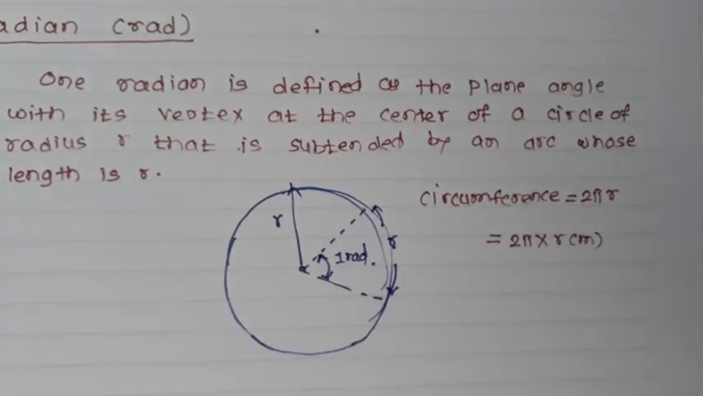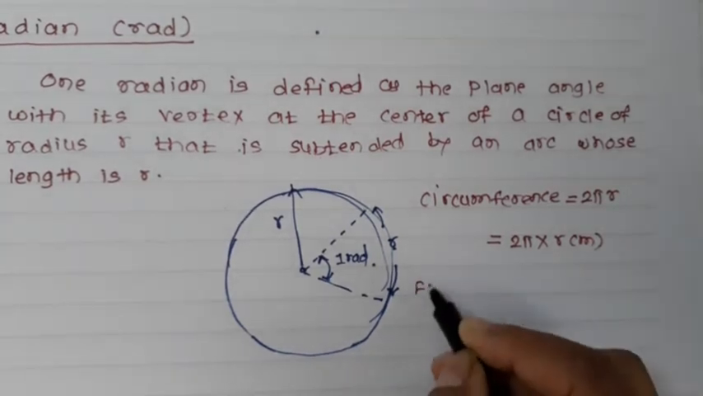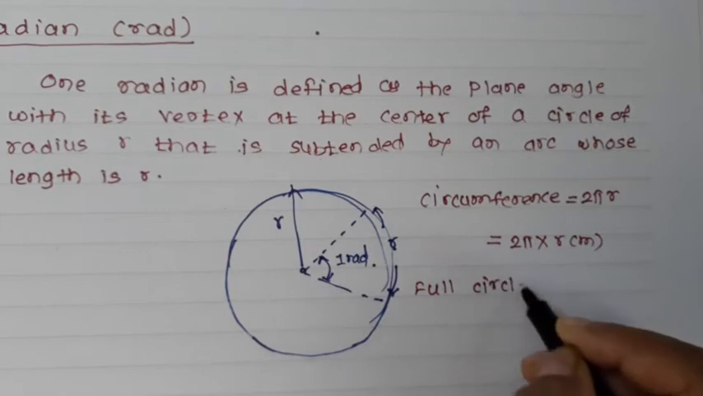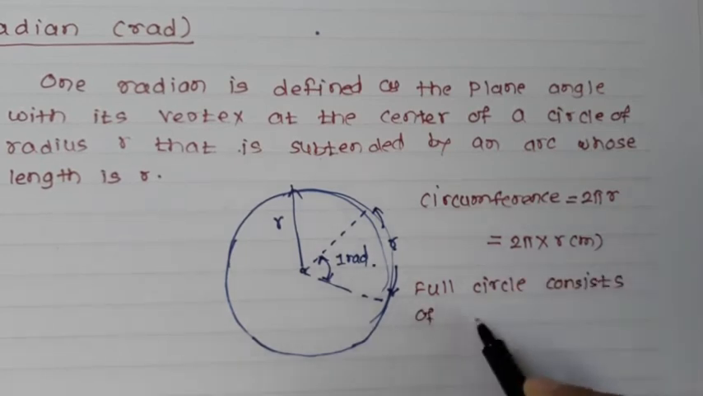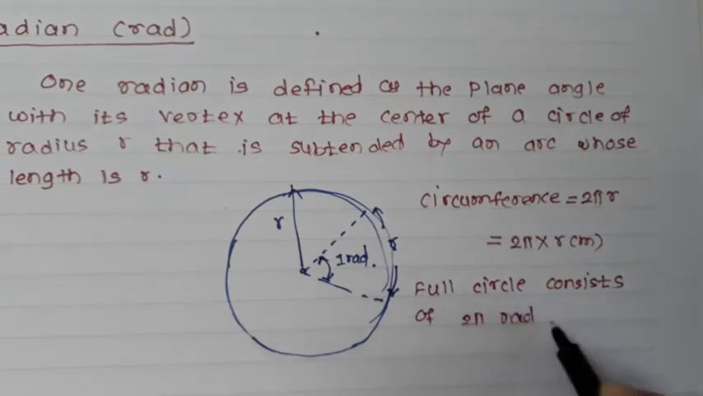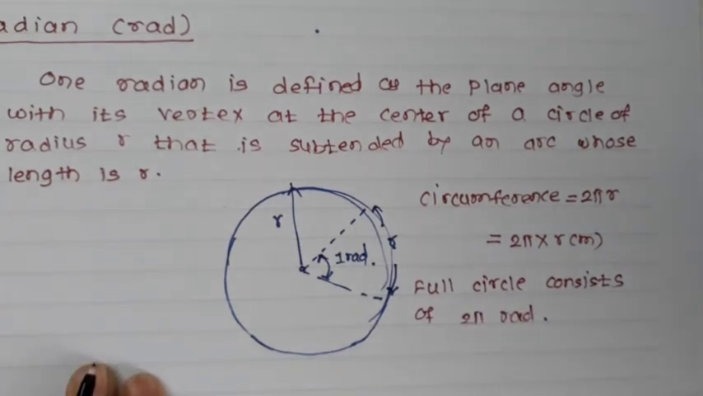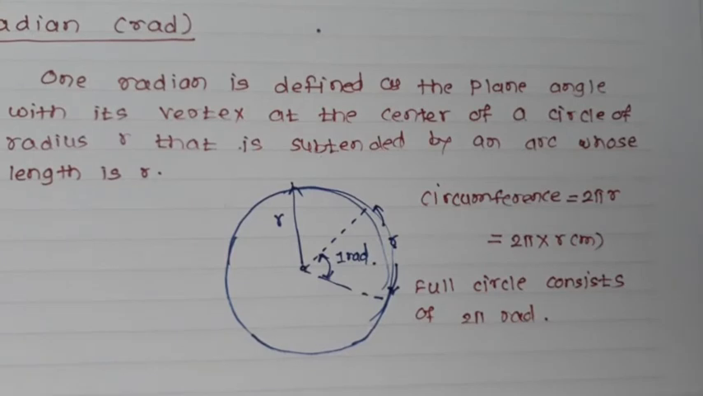The circumference can be thought of as 2 pi number of sections, each section of length r. Since each r occupies a plane angle of 1 radian, a circle consists of 2 pi radians. So I can conclude here, a full circle consists of 2 pi radians. This is all about the radian, or the plane angle.